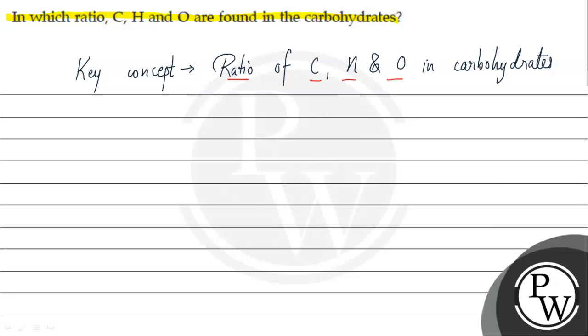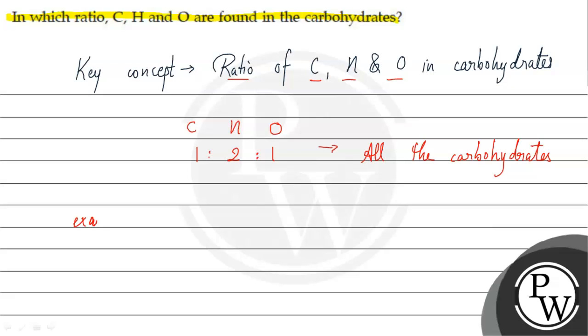तो जो ratio होता है carbohydrates में, that is 1:2:1. 1 is carbon, 2 is hydrogen and 1 is again oxygen. So, this is the ratio that all the carbohydrates follow. Since we know that carbohydrates are then grouped into monosaccharides, polysaccharides, oligosaccharides, etc. But all the carbohydrates follow this kind of ratio.